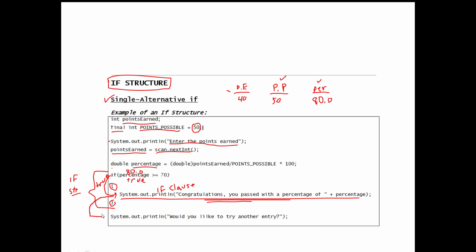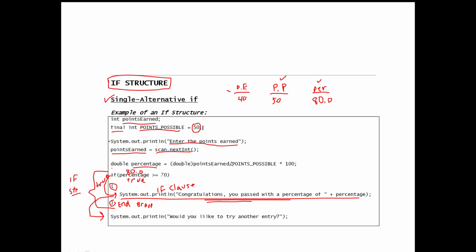Now, after this if clause is done, it jumps out of the if structure and goes to the next line down. Remember, the if structure ends with the ending curly brace in here. It will always end with a curly brace. That will always end an if structure. Okay, so then it would go here and say, would you like to try another entry? All right, so that's what happens.